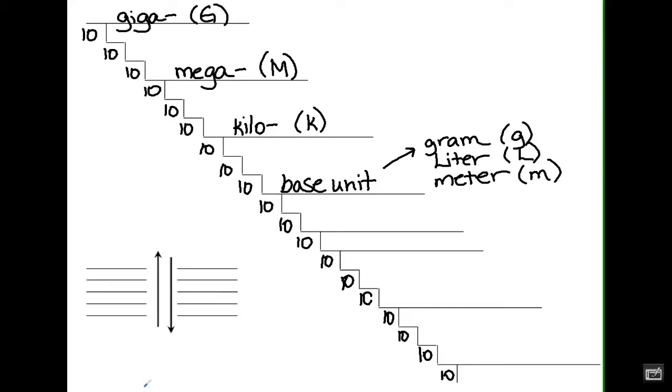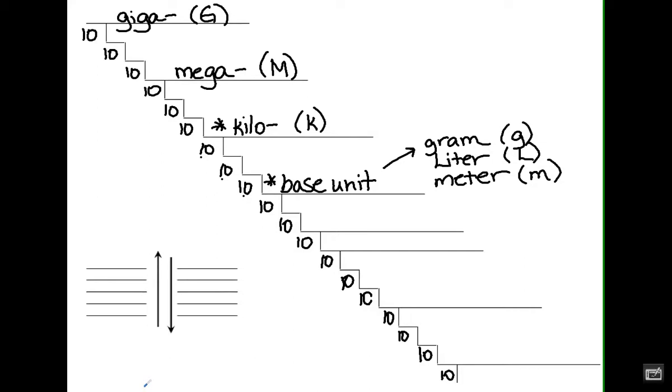Now, since I am traveling up the steps, what I do is I multiply. So for instance, to go from our base here up to kilo, I jump 3 steps. So I multiply 3 times, 10 times 10 times 10, which gives me 1,000. So in order to have 1 kilo worth of something, like a kilogram, that means I would have to have 1,000 grams. So anything in this upper portion of our stair steps are large things. In other words, we have a very large quantity of them.